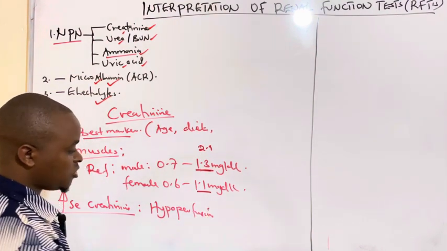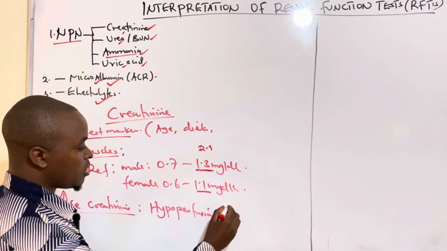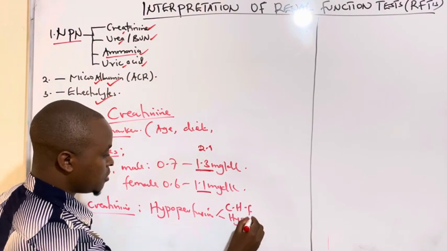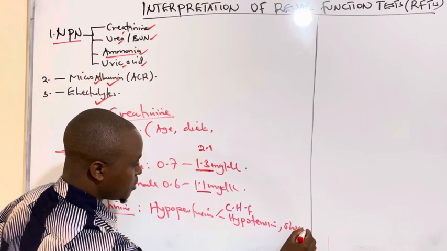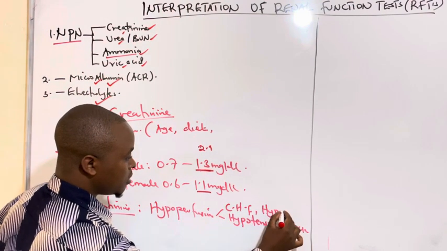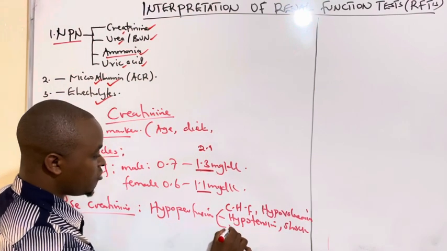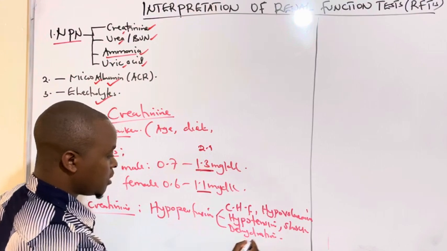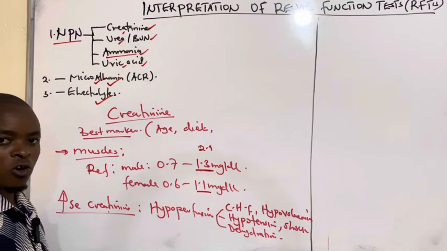And this type of perfusion is reduced blood flow to the kidney, which can be caused by congestive heart failure, hypotension, shock, or reduced blood volume, what we call hypovolemia. It can be dehydration. So these conditions lead to elevated creatinine levels. And these are pre-renal causes.